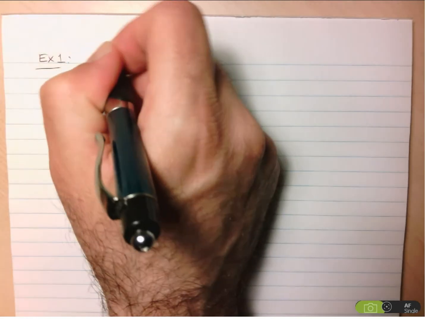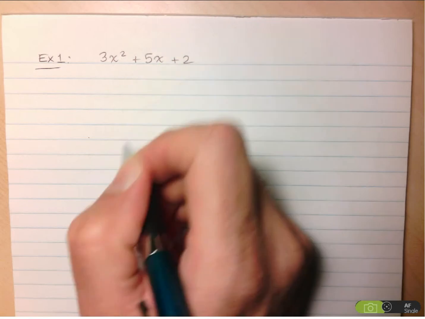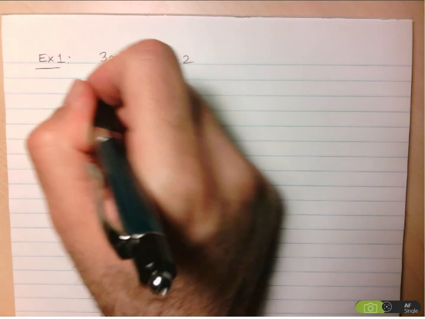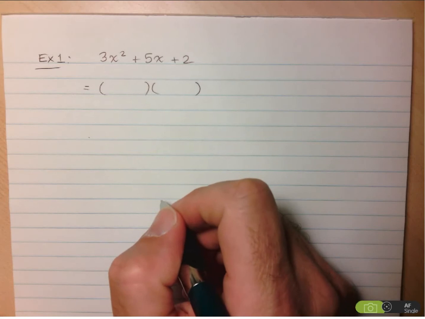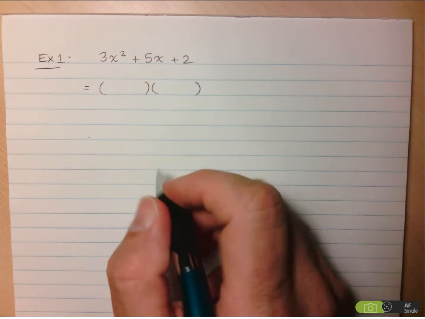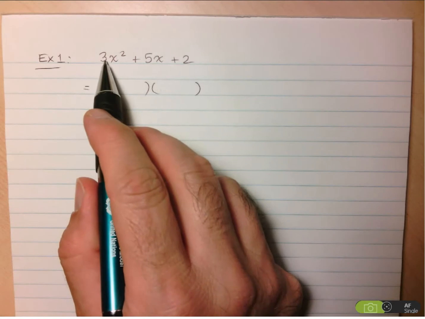Hi folks, we're going to take a look at a couple more examples of factoring trinomials where the coefficient of x squared is not equal to 1. So let's start with example 1 here, and we'll try to factor 3x squared plus 5x plus 2. Remember that we want to write this as the product of two binomials, hopefully, if it does indeed factor. And let's keep in mind that the two first terms are going to have to multiply to 3x squared.